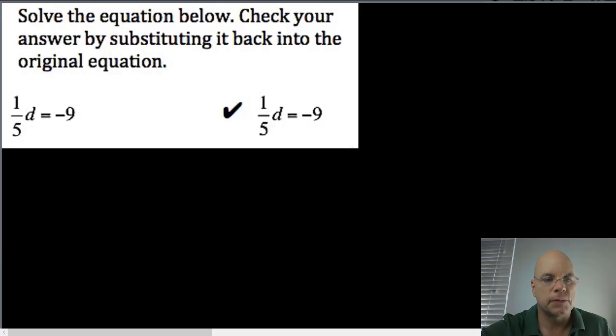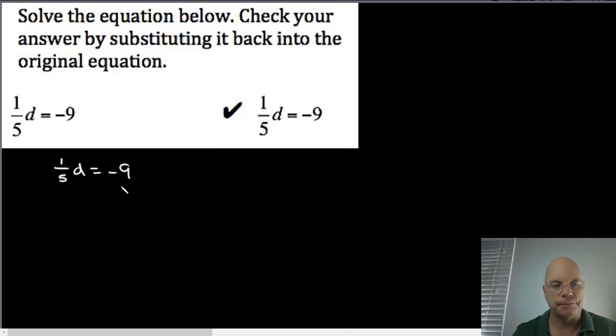Problem 11. Here again we're solving an equation. So I'm going to rewrite the equation. I have 1/5 multiplied by D is equal to -9. I don't want to know 1/5 D, I want to know 1D. And so I want to multiply 1/5 by its reciprocal, which is 5. If I multiply by 5, then these 5's will cancel, and I'll get 1D, which is what I want.